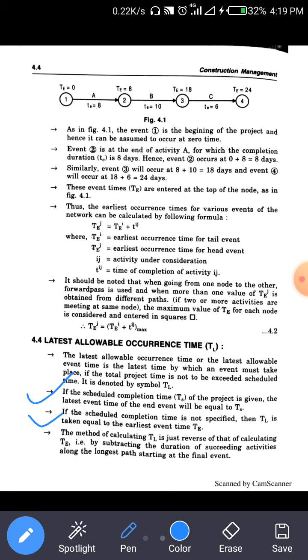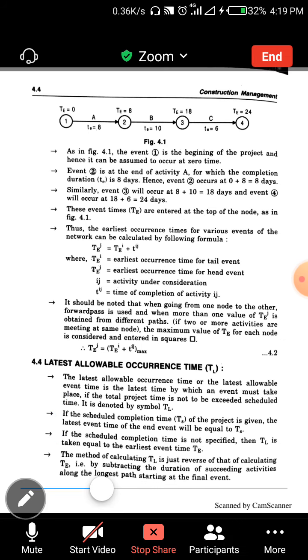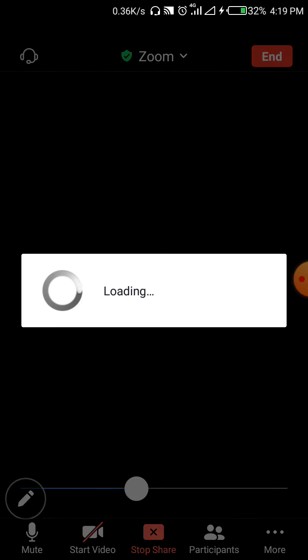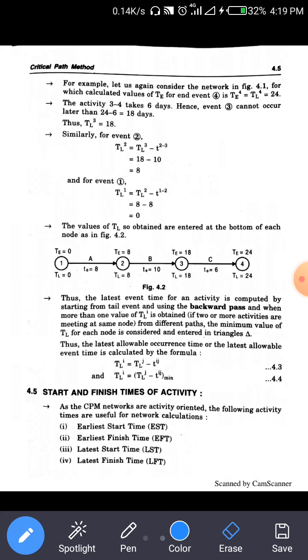So the method of calculating the TL is just the reverse of calculating the TE, by subtracting the duration of a succeeding activity along the longest path starting at the final event. Let's start with a simple small example and figure. So here, how to find the TL value.